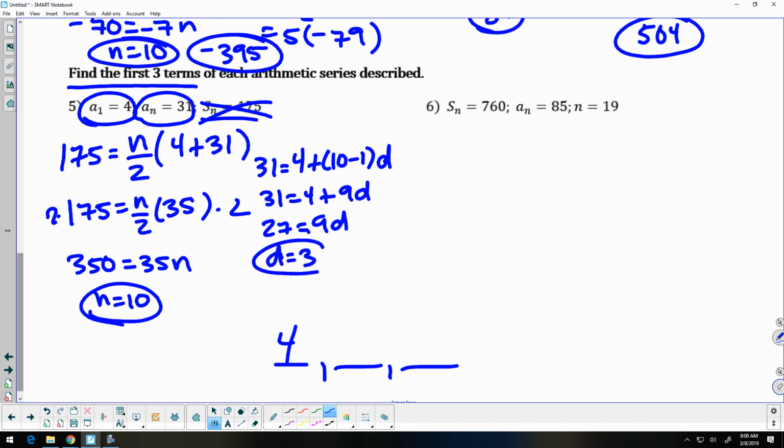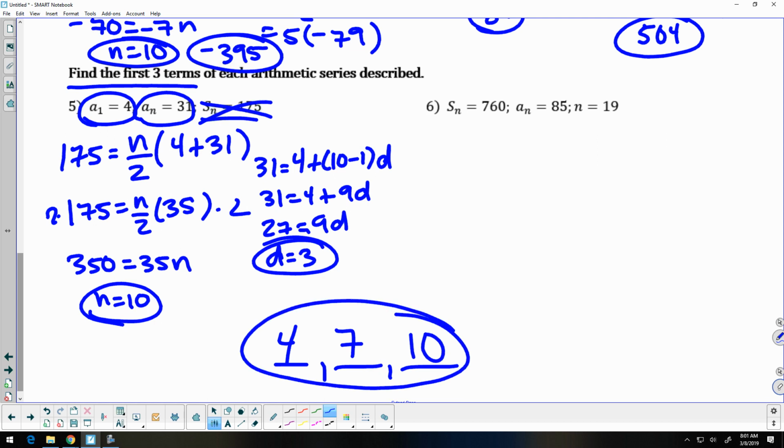All we have to do is add 3. So after 4, find the next two terms. So after 4, if I add 3, that's going to be 7, plus 3 comes out to be 10. There's our final answer. Okay, so doing the same thing it looks like for the next one.